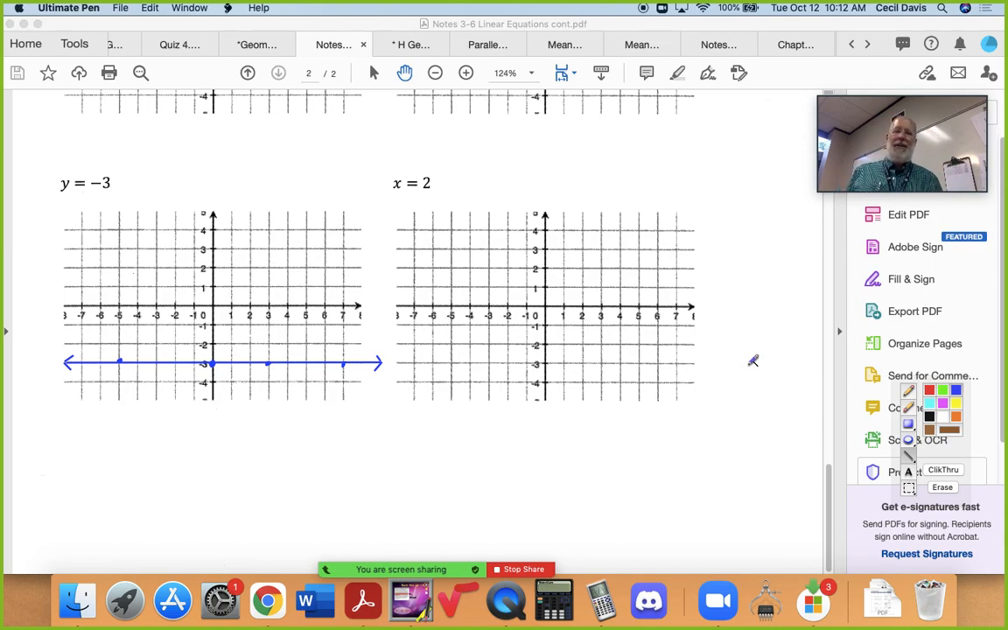On the other hand, if you have one like this, x equals 2, well, that means the x-intercept is going to be 2. And any point on this where the x-coordinate is 2 is part of your line. So your line looks like this. There's no y in the equation, so it never goes through the y-axis. Okay, any questions about that?